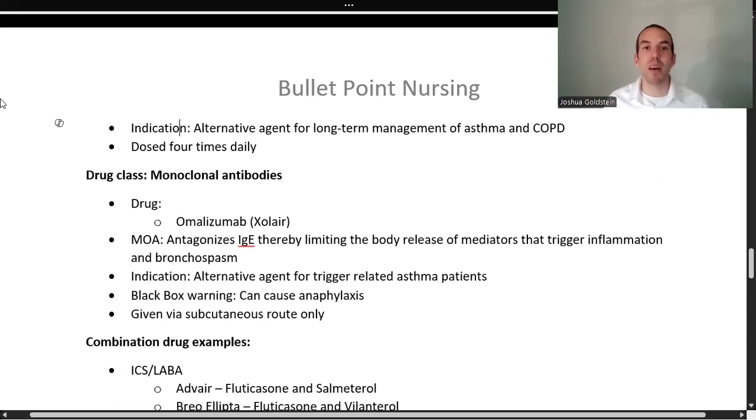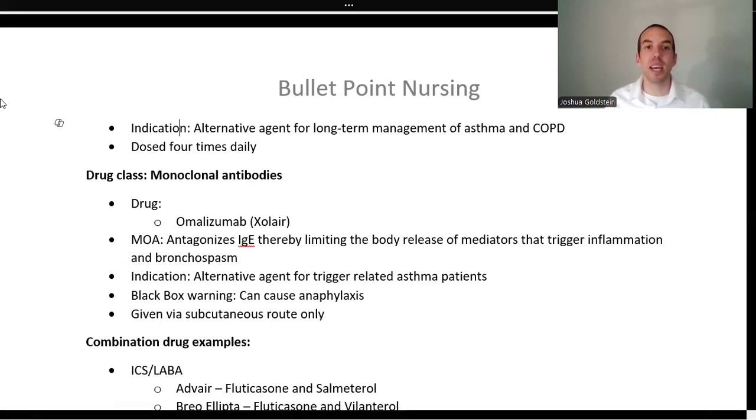Monoclonal antibodies, or MABs, is a drug class that has been around for decades, but it used to just be for things like rheumatoid arthritis. But now monoclonal antibodies are used for tons and tons of different diseases. We talk about this extensively in one of our other pharmacology videos, so I'm not going to get deep into it here. But we do have one that's used for asthma. It's omalizumab.